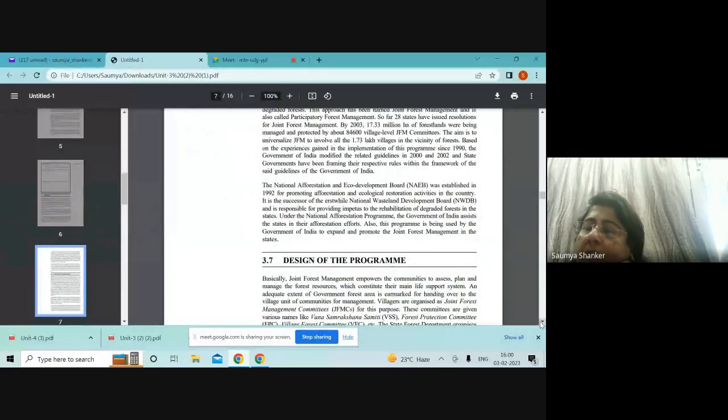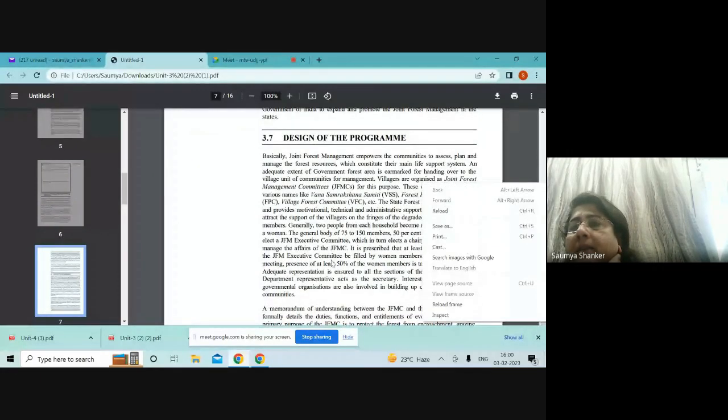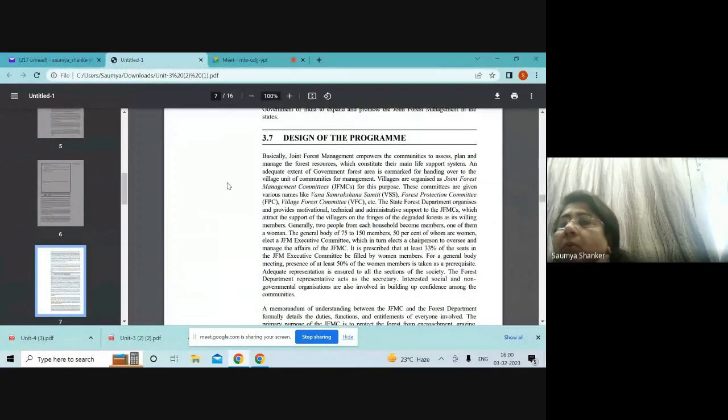and to attempt towards aiming at a program which would actually empower the communities, which would actually save the communities who are dependent on these forests from getting socioeconomically drawn away or pushed back because of certain development factors and activities. So this joint forest management actually empowers the communities to assess, plan, and manage the forest resources, which constitute their main life support system.